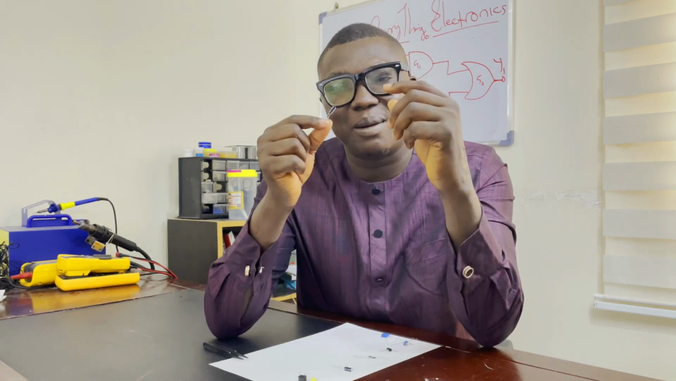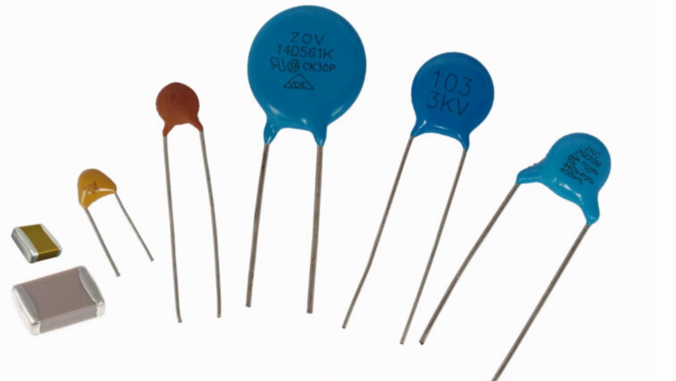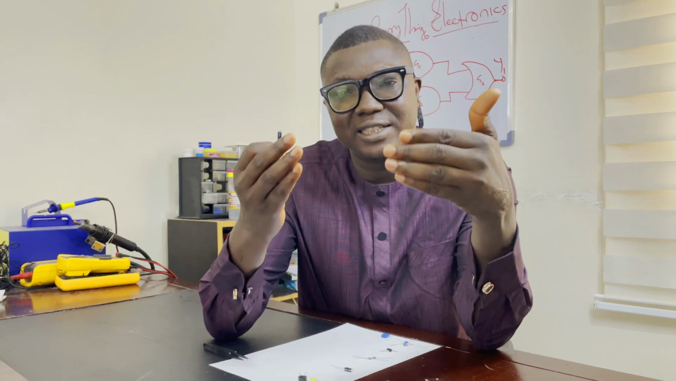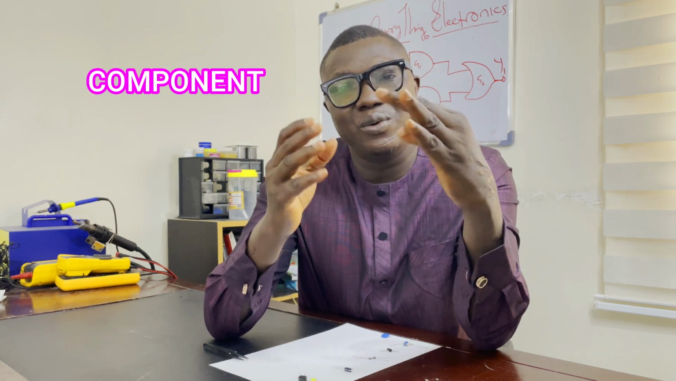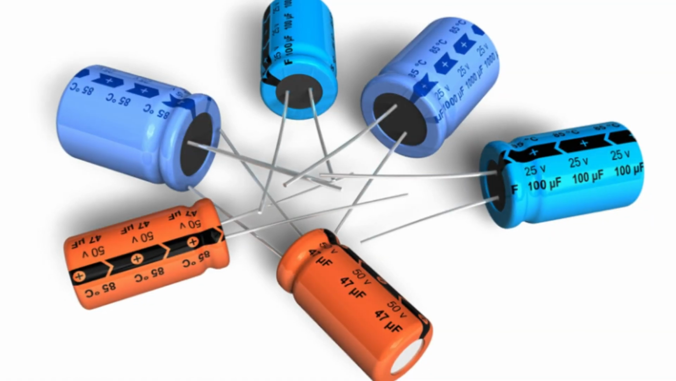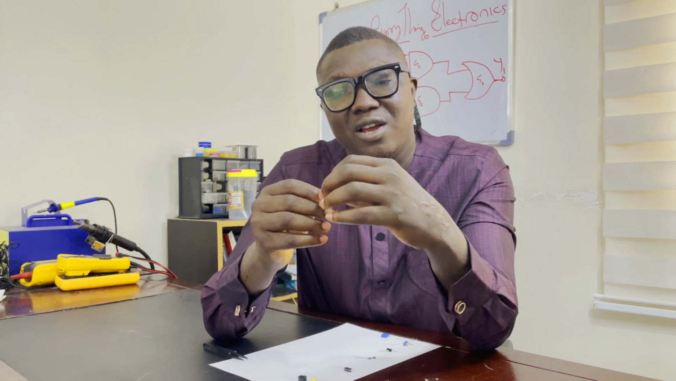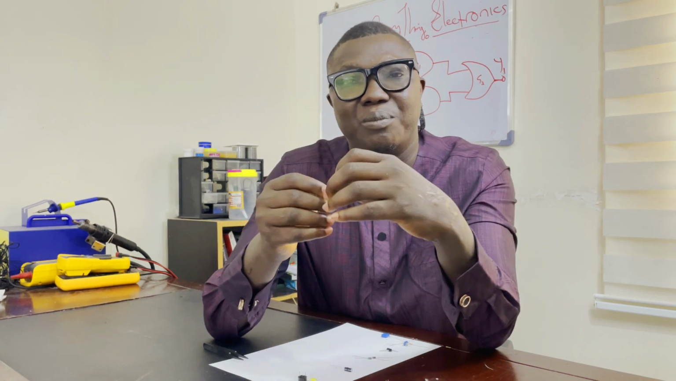The next component is a capacitor. A capacitor basically stores electrical charge in a circuit. So it's a 2-terminal device. You use it in a circuit to either filter out AC ripples in a DC, especially in power supplies, or you can use it in an amplifier to block the DC component from the AC component.